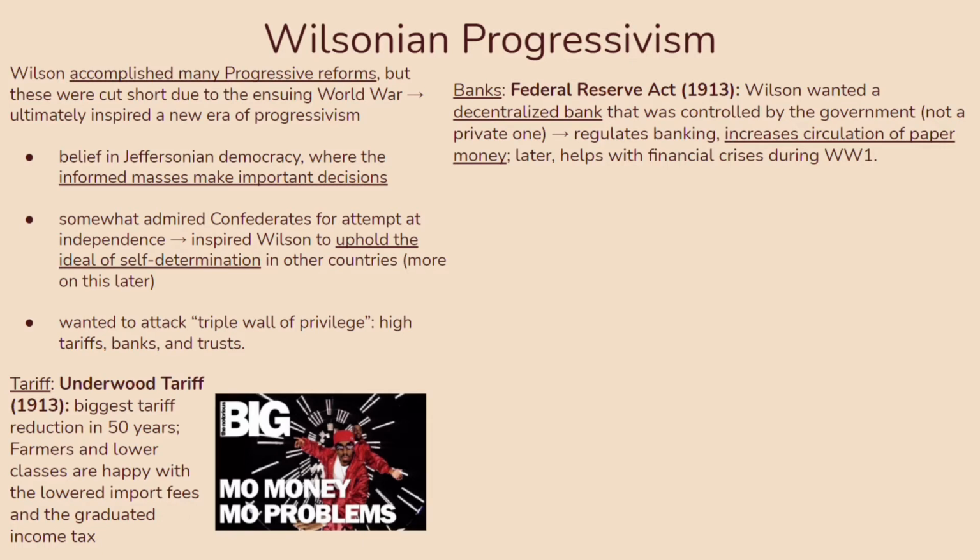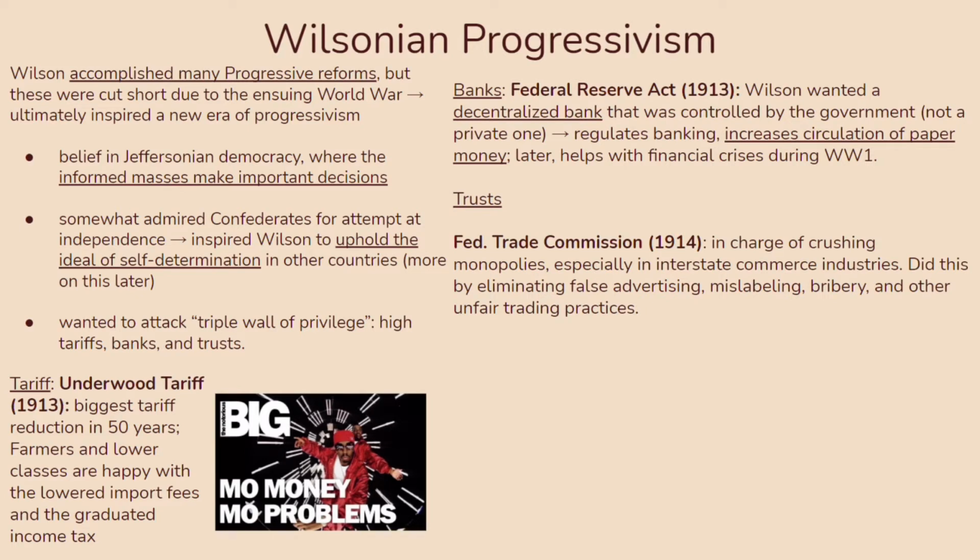And last but not least, Wilson attacked the trusts, and he does this mostly through antitrust legislation, but also through things like the Federal Trade Commission of 1914. This commission was in charge of crushing monopolies, especially in interstate commerce industries like the railroad. And they did this by eliminating false advertising, mislabeling, bribery, and other unfair trading practices.